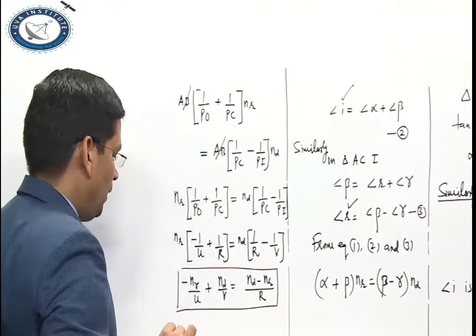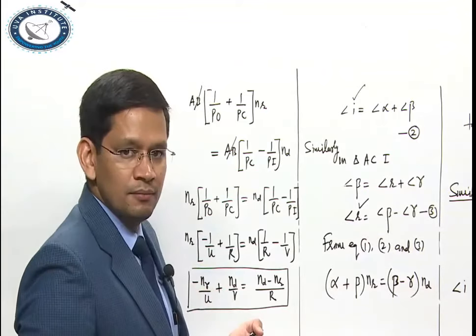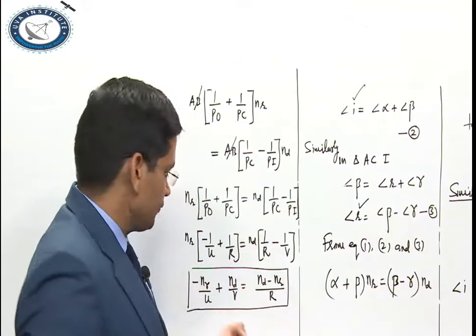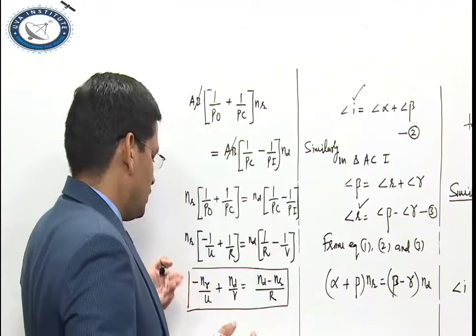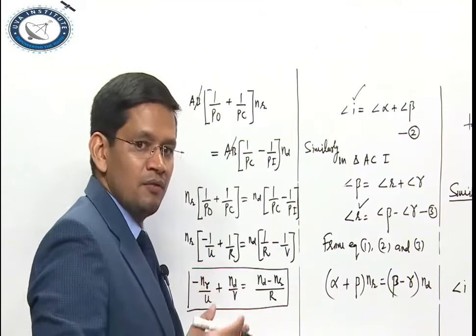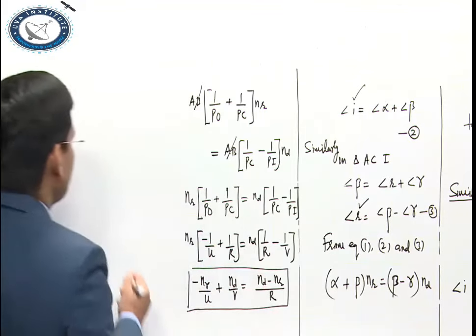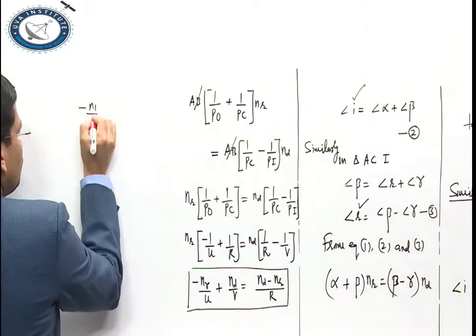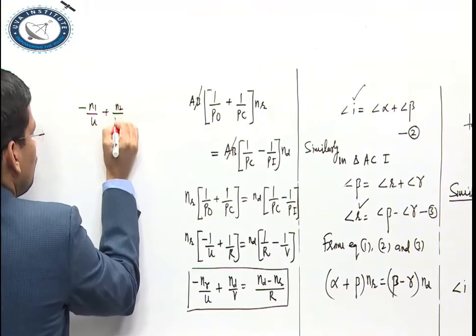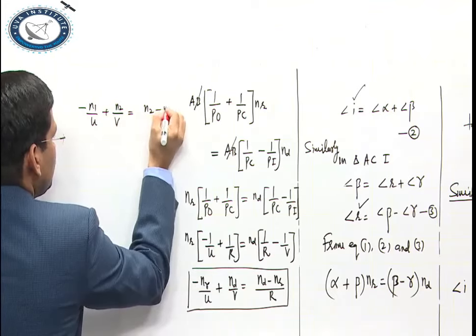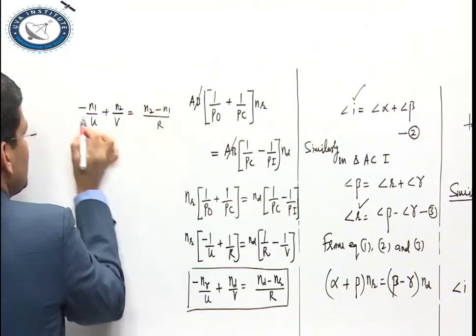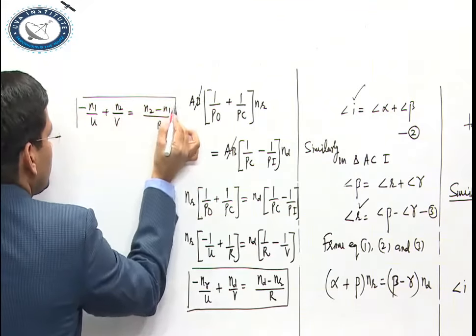In our equation I have taken n2 as a denser medium where the image was forming, and n1 is the incident medium, the rarer medium where the object was placed. In general you can write it as minus n1 by u plus n2 by v is equal to n2 minus n1 by R. Now please understand, it is a very important concept here.